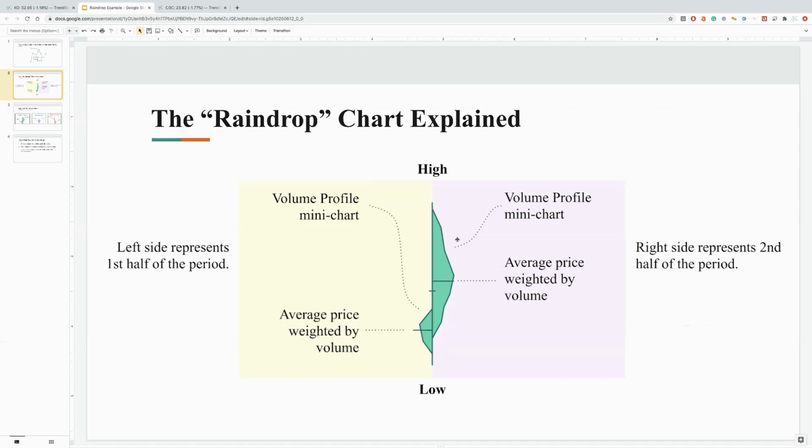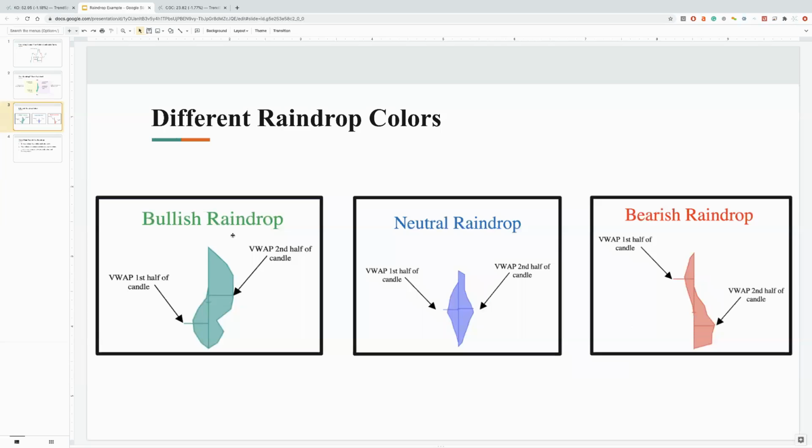So this is a bigger diagram of the raindrop. You'll see here that the volume profile is highlighted, the volume profile mini chart, and that's on both sides. So the volume profile on the left, the volume profile on the right, first half of the day, second half of the day. And then there are 3 different colors. You can have a bullish raindrop.